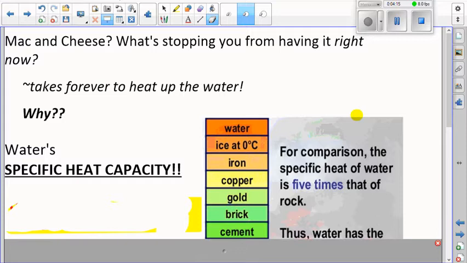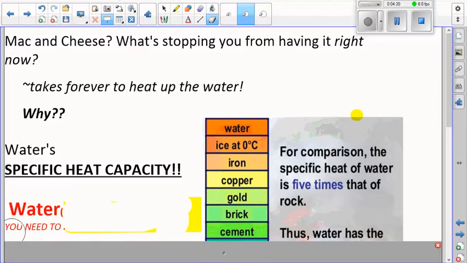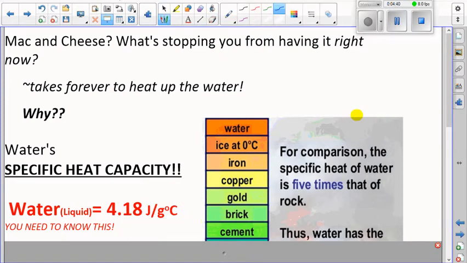Now here's the number you guys are going to have to memorize. This is sort of like a section 9 type situation on MSDS, or the density of water being 1.00 grams per milliliter. This is just one of those numbers that you want to know. The specific heat capacity of liquid water, so not to confuse it with ice or anything, is 4.18 joules per gram degree Celsius. 4.18.